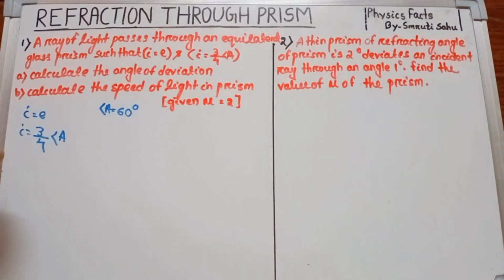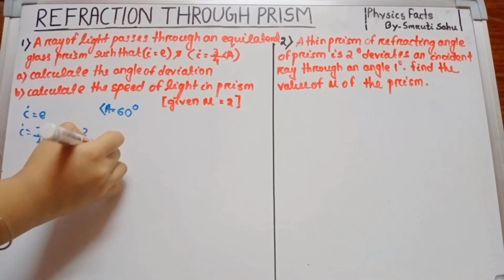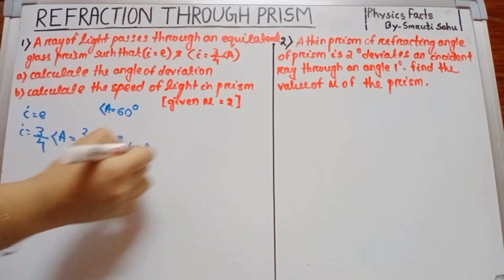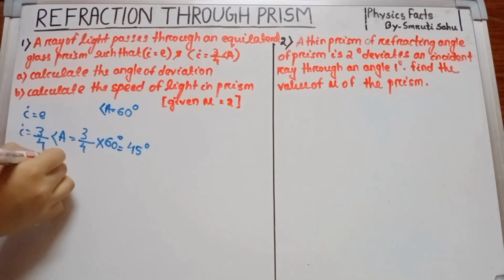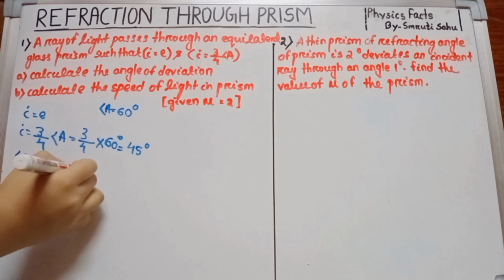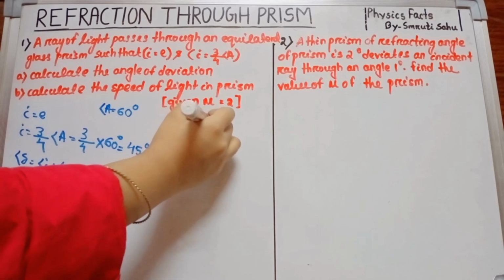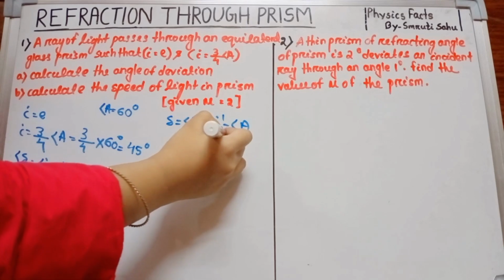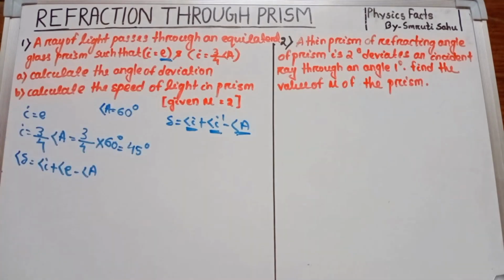So students, what is the value of i? That is 3 by 4th into angle of prism, that is 60 degree. Simplify this, we get 45 degree. We know that delta equals angle of incidence plus angle of emergence minus angle of prism. So here we write the equation: delta = i + i' minus A. This one is angle of incidence, this one is angle of emergence, and this one is angle of prism. In the question, angle of emergence is denoted by e.